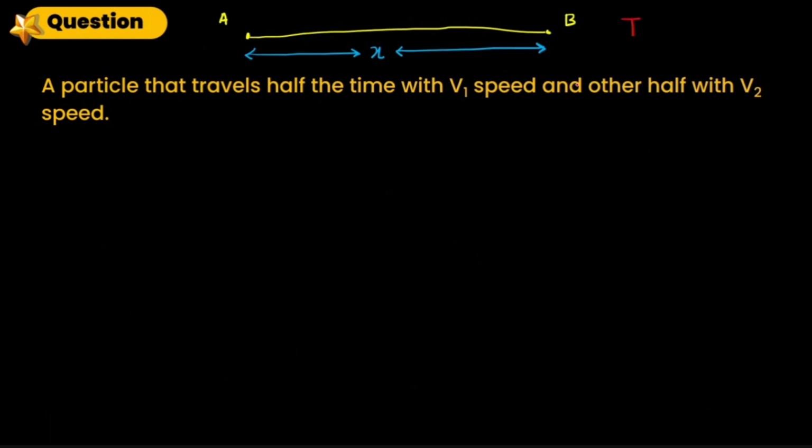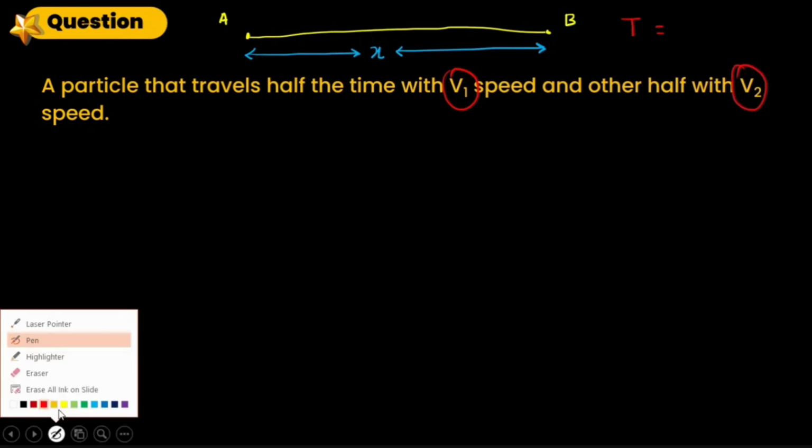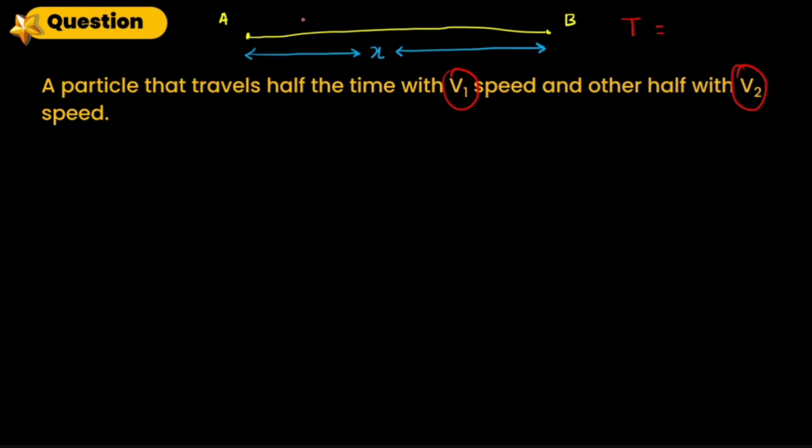So in this case, the question is saying that whatever time this person took to reach from point A to point B, half of that time is when the particle was traveling at v1 speed, and the other half of the time the particle was traveling at speed v2. So you can understand it this way: for the first half of the time, it traveled at speed v1, and for the other half of the time, it sped up with v2, or slowed down, whatever it is.